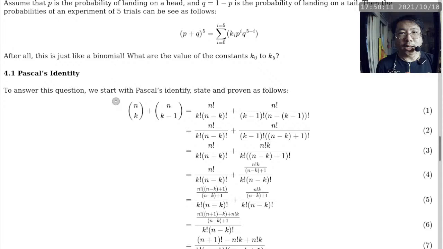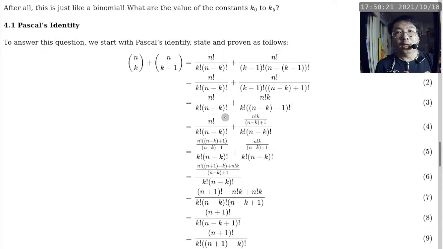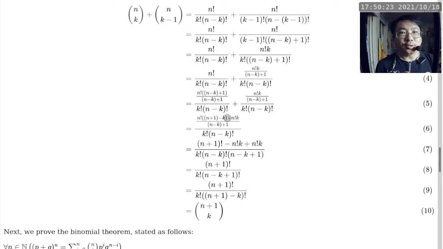Okay, Pascal's identity is looking at n choose k plus n choose k minus 1, and it turns out to be the same thing as n plus 1 choose k. That turns out to be quite handy. This is why we have Pascal's triangle, by the way. If you're familiar with Pascal's triangle, it is the result of Pascal's identity. Are you surprised? Not really, because they're coming from Pascal, right?